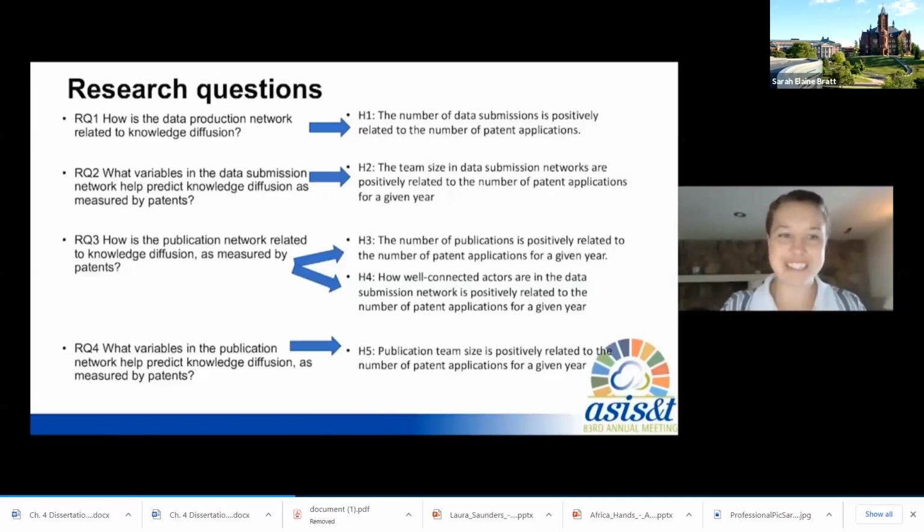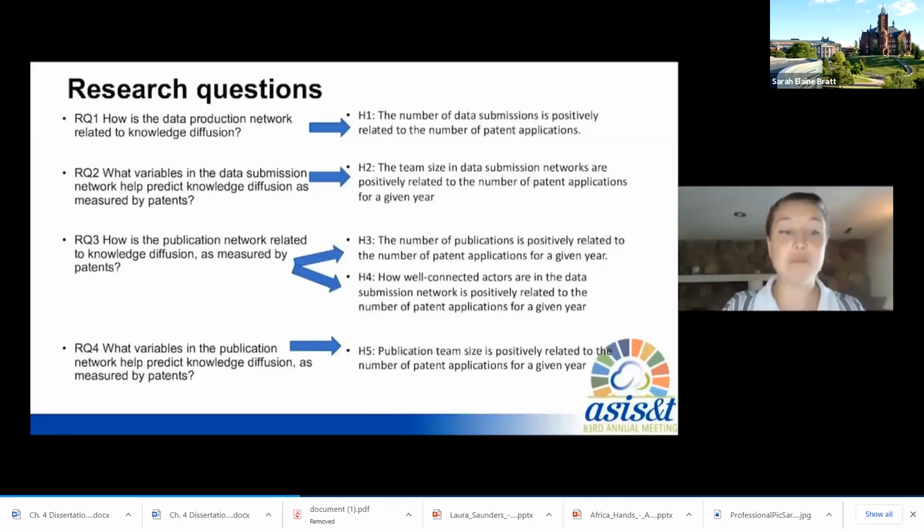Our third research question is how the publication network is related to knowledge diffusion as measured by patents. Now, you should understand that this is actually a control. There's a little bit of a control here because we wanted to see if we take those traditional metadata, how does that compare to this novel source of data, which is the data production collaboration networks. And we'll get a little bit deeper into those hypotheses within a statistical analysis that I'll present in a moment.